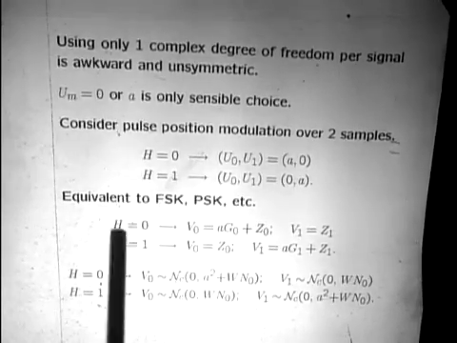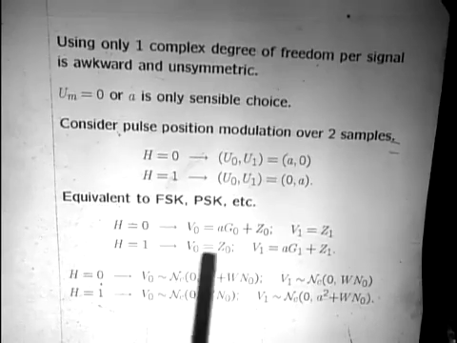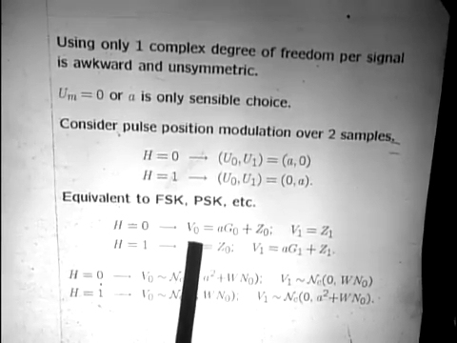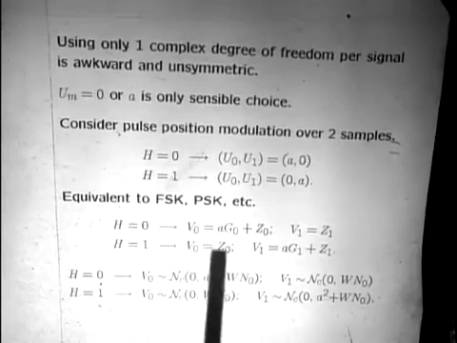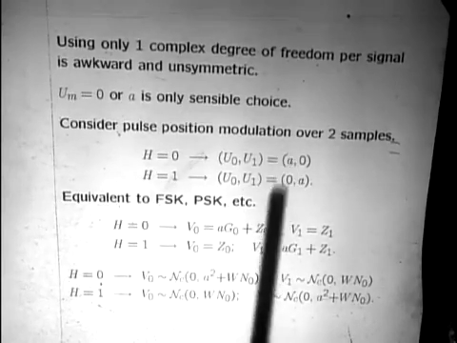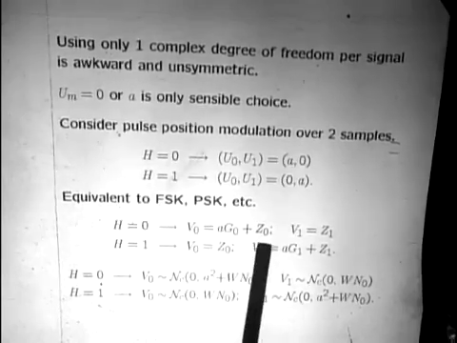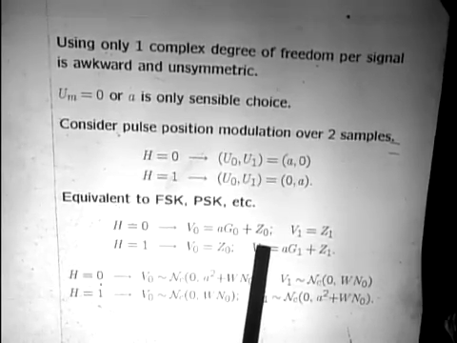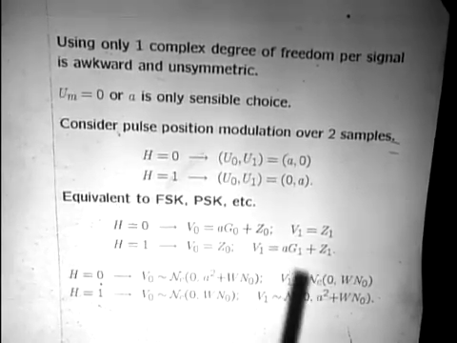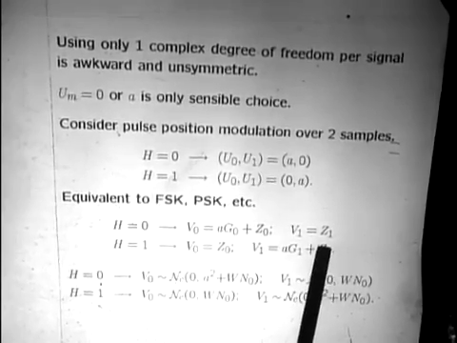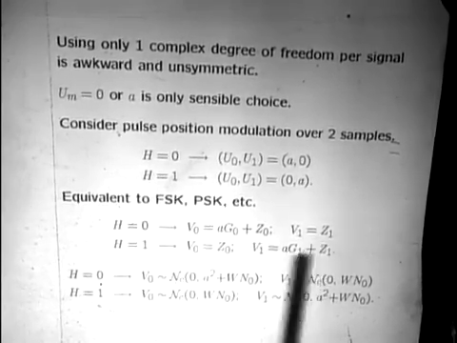Okay, when we have input 0, what we receive then is V0, which is going to be the input A times the magnitude of the channel at time 0 plus a noise variable. The noise is complex Gaussian, remember. The second output is just going to be the noise variable.